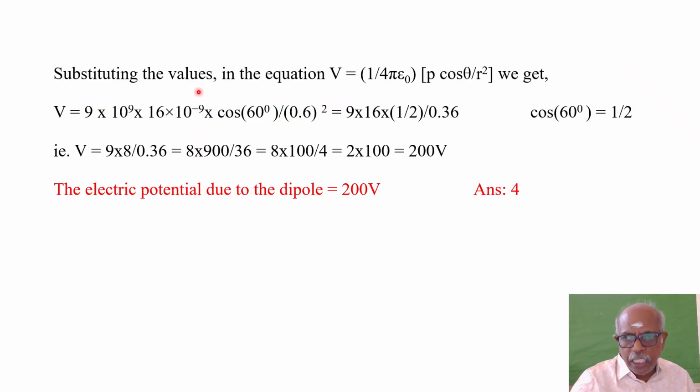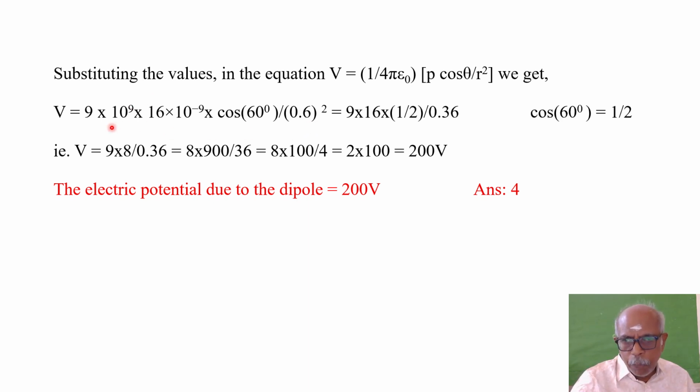So substituting the values in the equation, V is equal to 1 by 4 pi epsilon naught, P cos theta by R square. What do we get? V is equal to, 1 by 4 pi epsilon naught is 9 into 10 power plus 9. P, the dipole moment, is 16 into 10 power minus 9. Cos theta, where theta is 60 degree, divided by R square, 0.6 meter, the whole square.